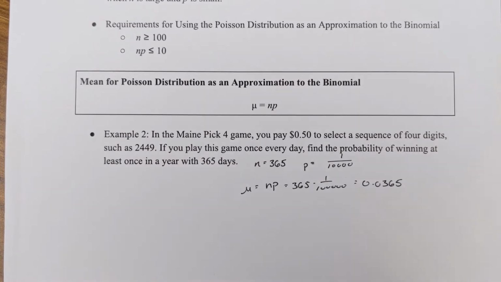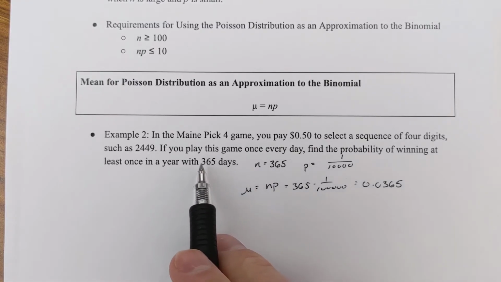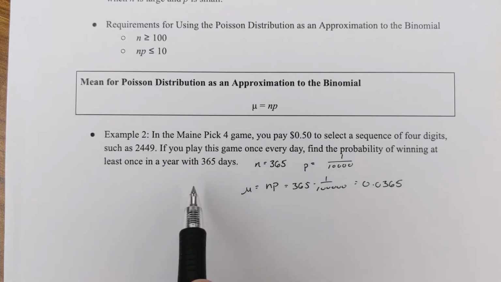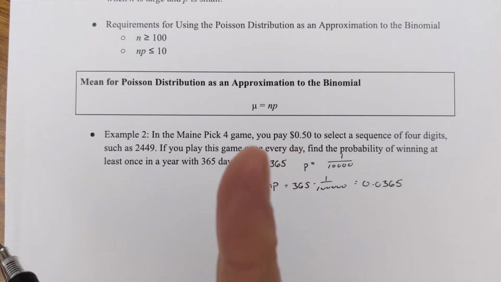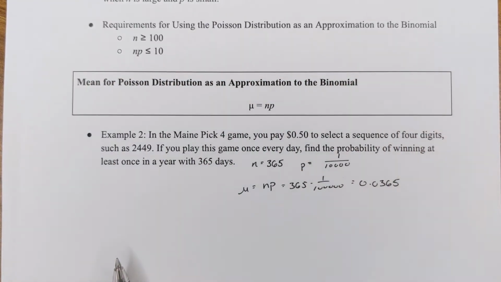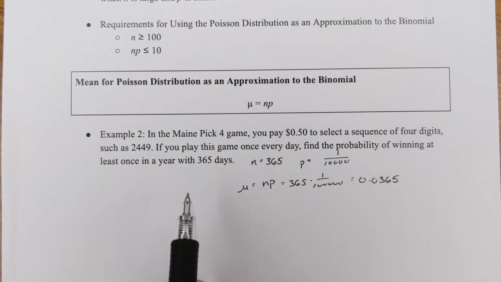So if I use the Poisson distribution, now I'm going to do this problem backwards. We want at least once in 365 days. So I could win 0, 1, 2, 3, 4, 5, 6, 7, all the way to 365. The long way to do this problem would be to find the likelihood of winning once, and then the likelihood of winning twice, and then thrice, and then 4, 5, 6, all the way up to 365, and then add them all up. Or I could find the likelihood of never winning, 0 times, and subtract that from 1.